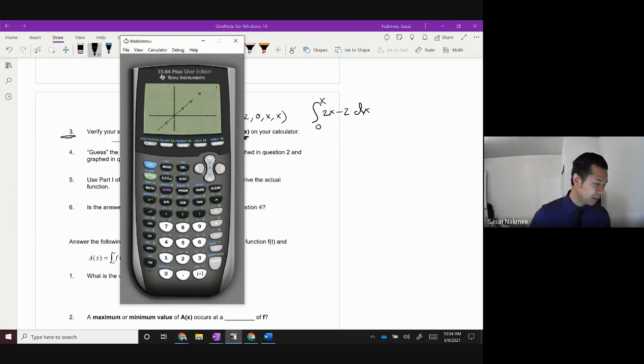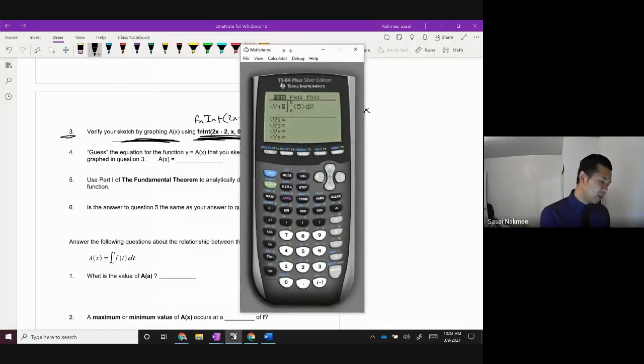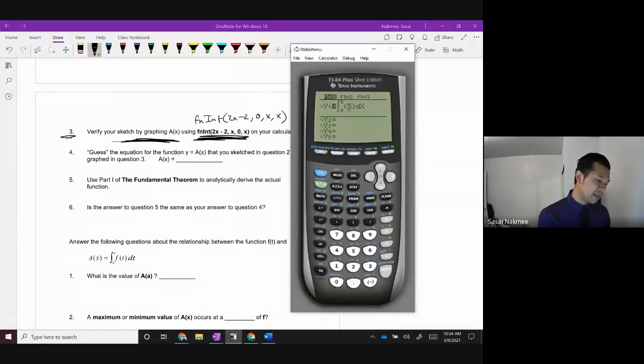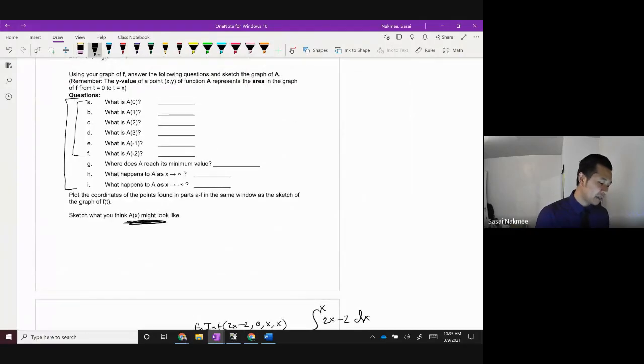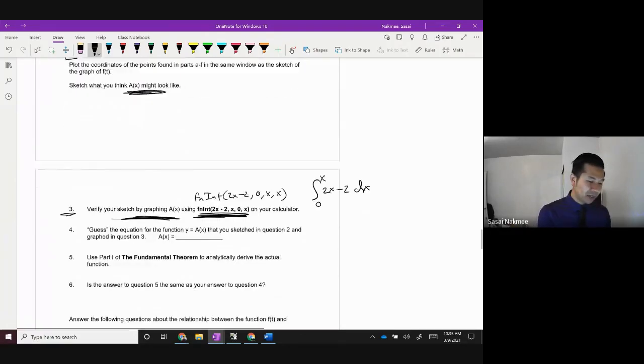How do you get there in your calculator? To do the graphing part, you go ahead and press y equals, and this is where you get to type in your function. In this part of your homework, you're going to be typing in the function instead of 5 dx, you're going to type in 2x minus 2 from 0 to x, and then see what that graph looks like. You're supposed to do this after you sketch what you think the graph might look like based off of what your answers were from A to F. Okay? So we'll do that first. And then you can try plugging that in there.